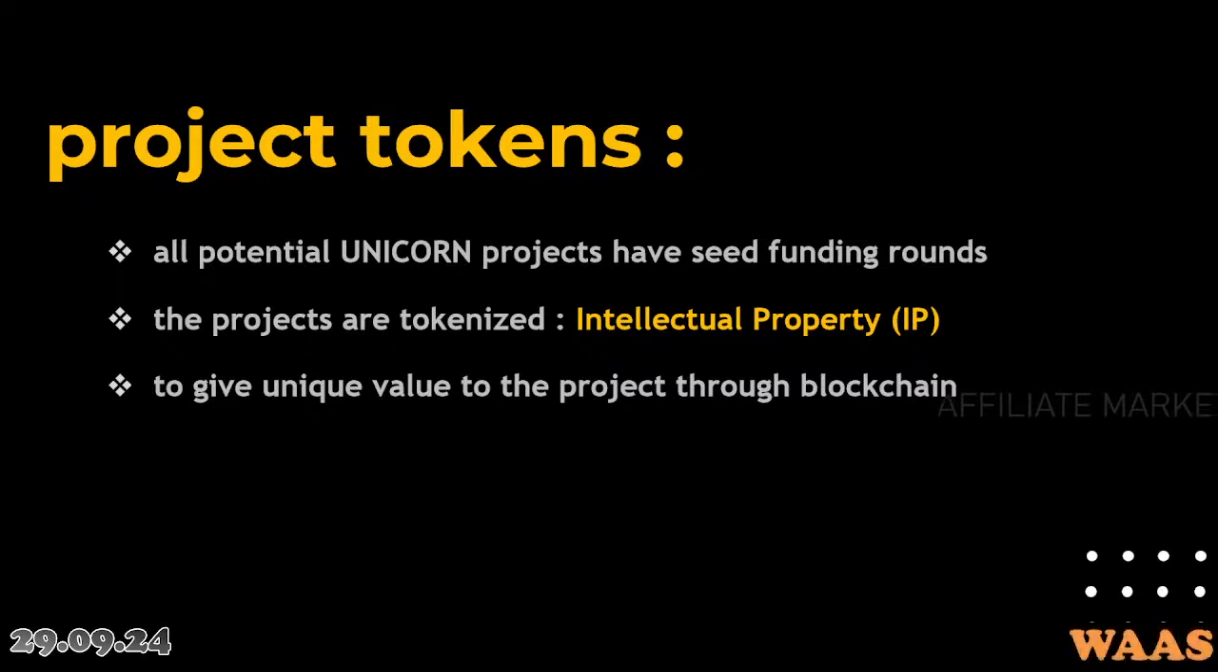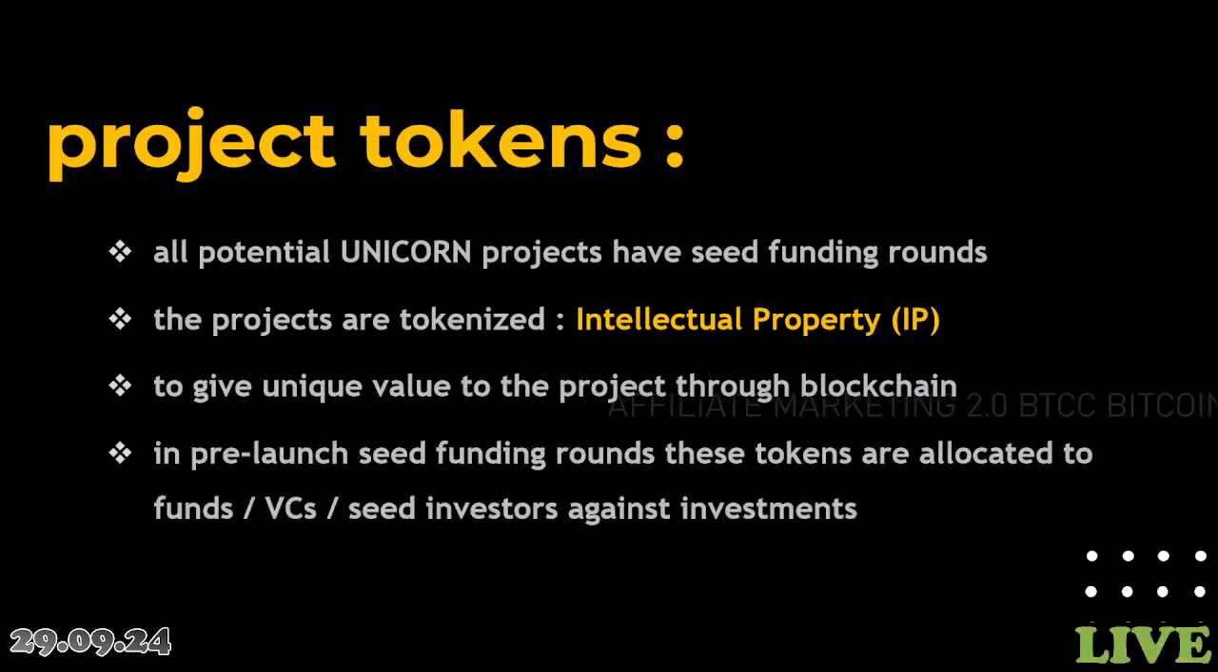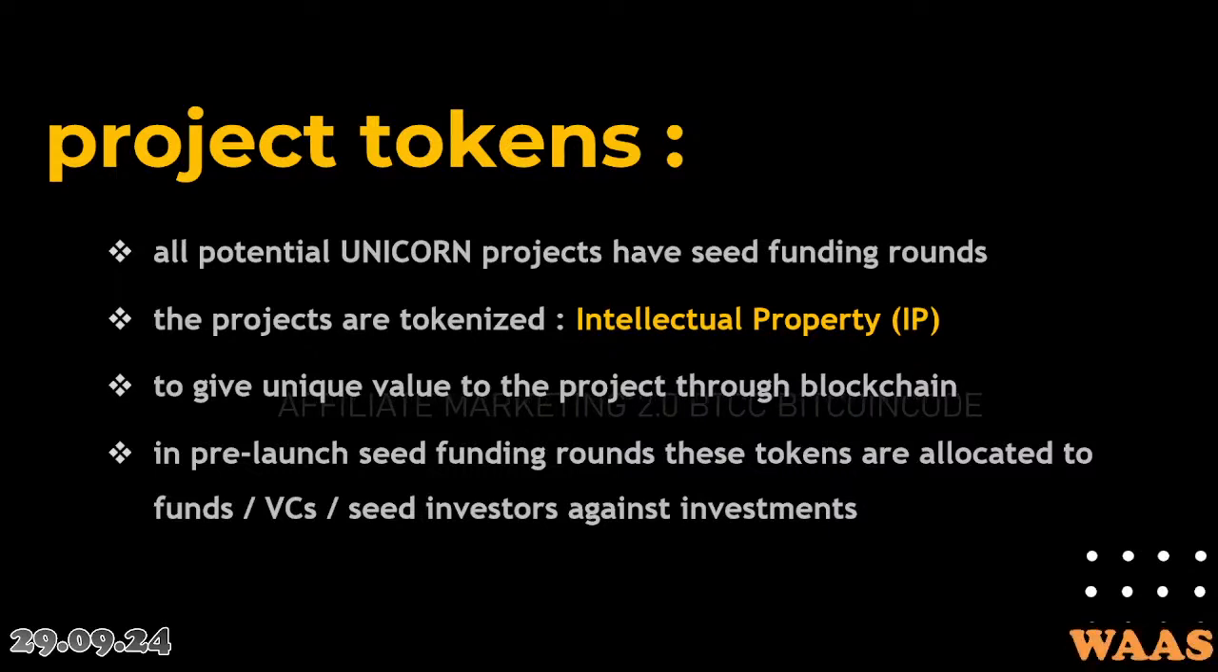So to give a unique value to the project, these projects are tokenized and the investments are calculated based on these tokens. In pre-launch seed funding rounds, these tokens are allocated to funds, VCs, and seed investors against their investments. That means, I'm just taking an example, like Chavez got access to an allocation. That means he will be able to grab some project tokens early, even before they are launched. And these tokens will be provided to us as project tokens. But how we will put our claims on these project tokens, that is only through 3.0 tokens.